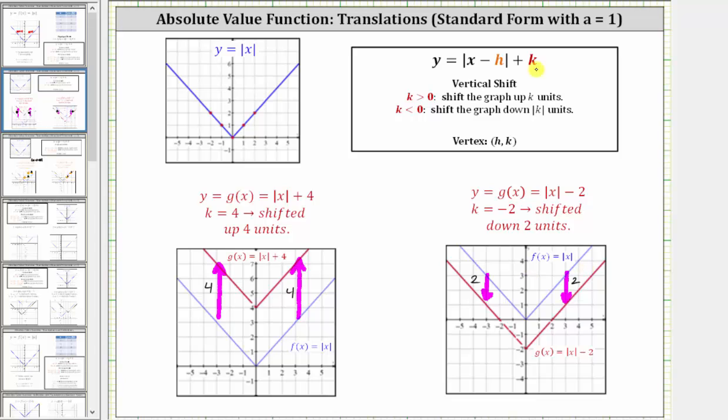So this is an overview of how h and k affect the graph of the basic absolute value function. In the next video, we will graph absolute value functions that have both a value of h and k in the equation.